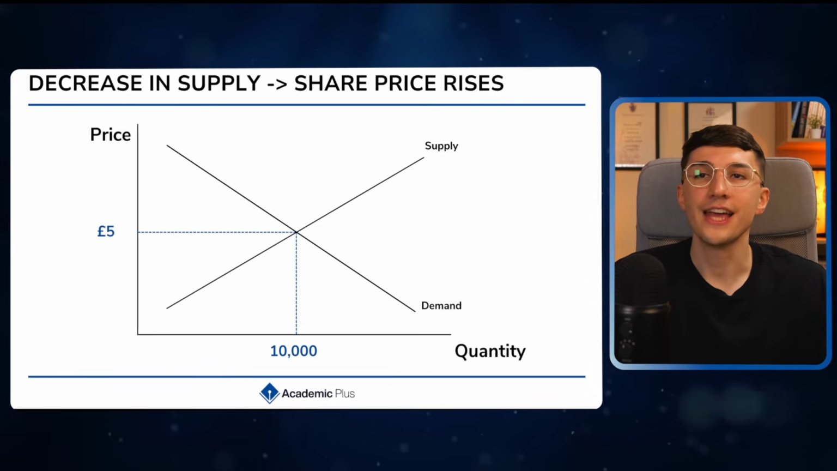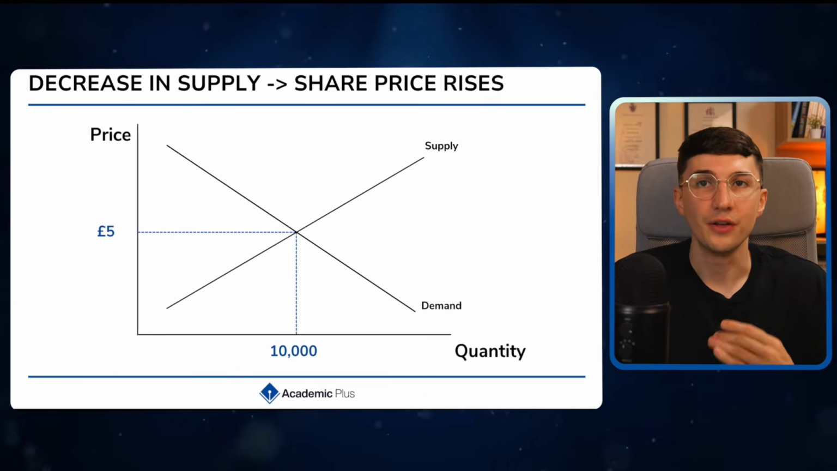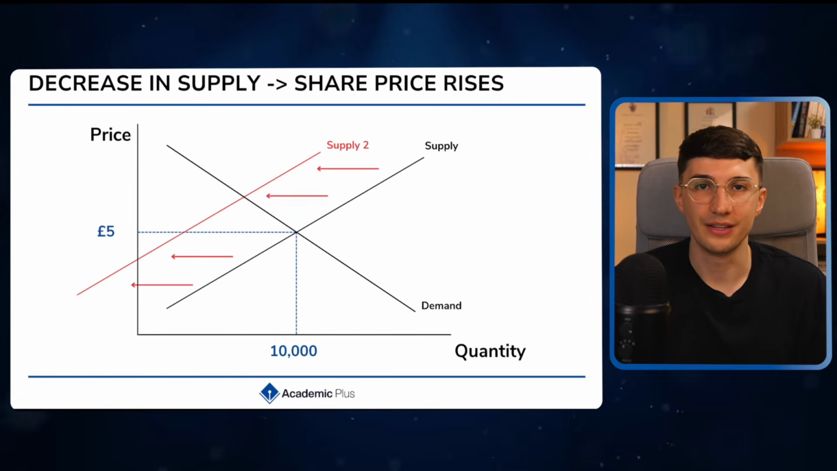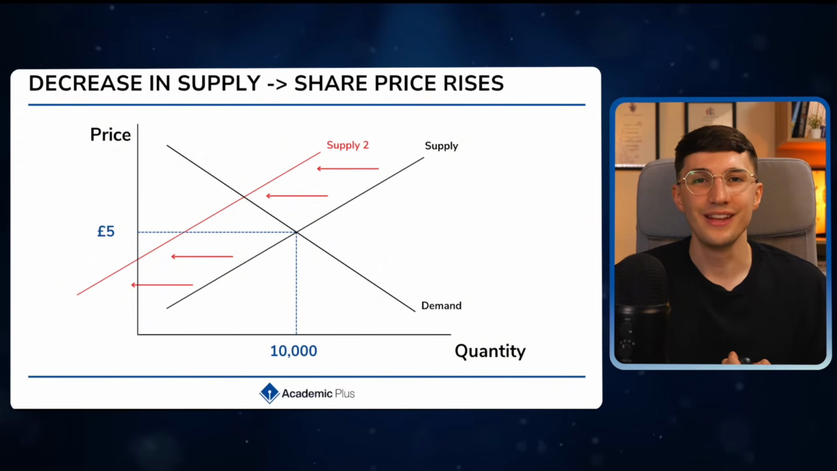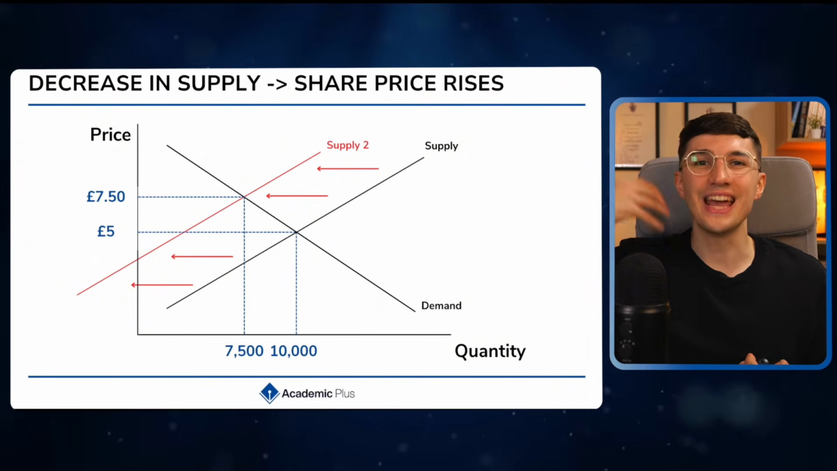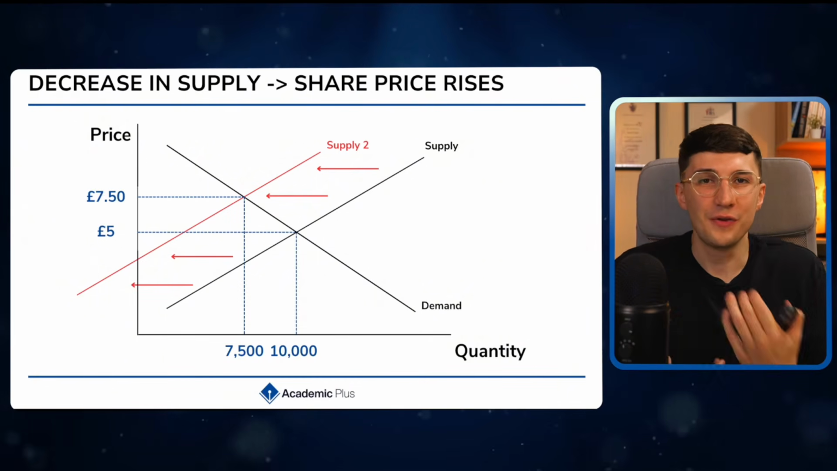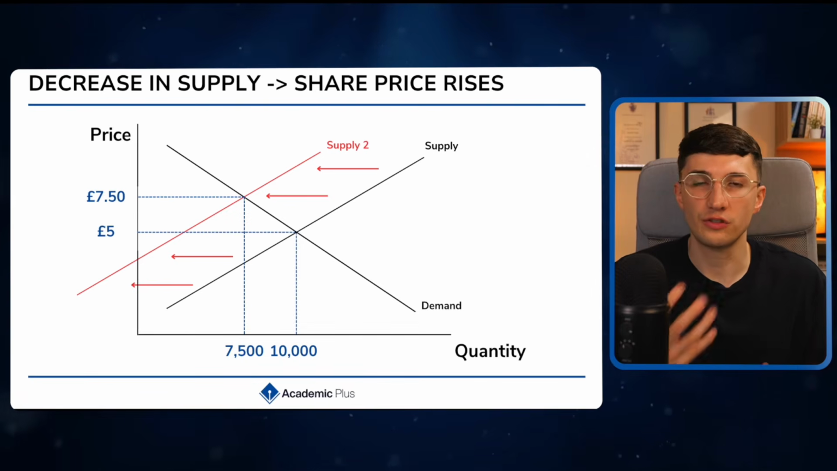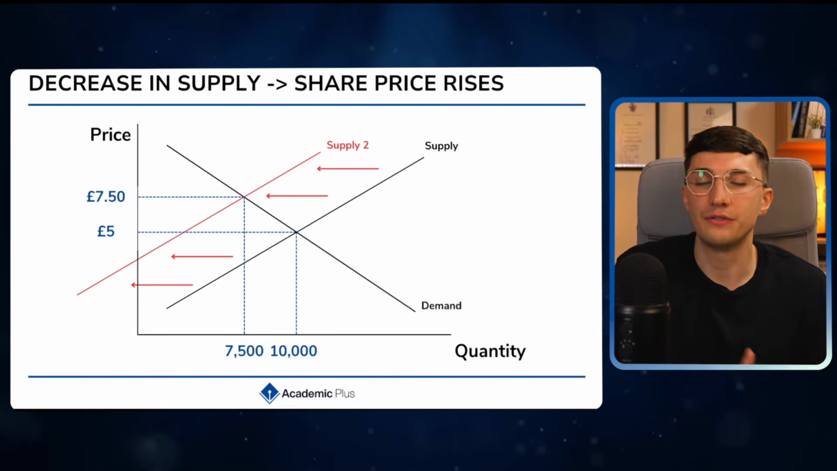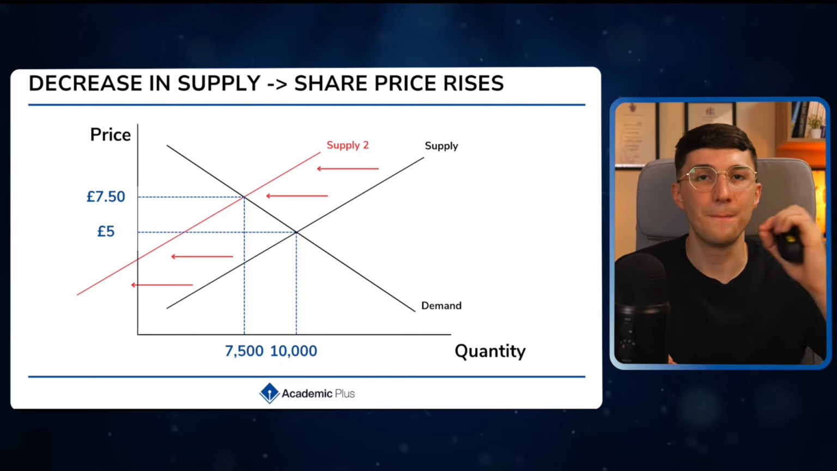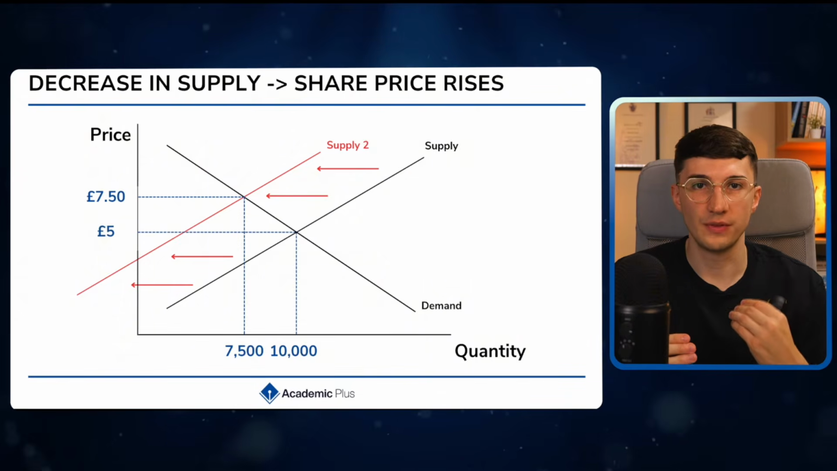But what happens if we were to decrease the supply? So we're going to limit the availability. Well, interestingly, this would begin to increase our share price because we've got less in circulation, so it might be more exclusive. Or the reason why we may have decreased our supply is that the business might be looking to buy back some of the shares.